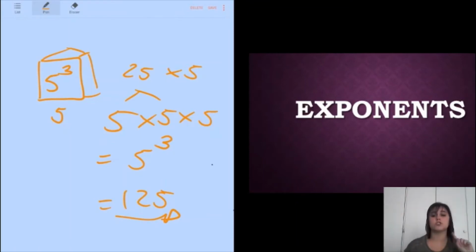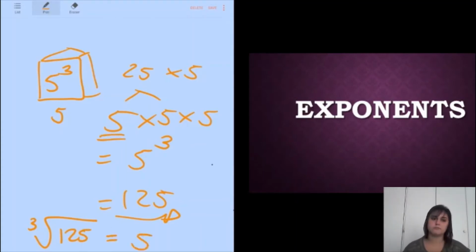So now let's do the inverse. The inverse of a cube number is a cube root. Once again, you have your root sign, but this time there's a little 3 because it represents the cube. So the cube root of 125 will be 5. Inverse operations, opposites of each other.